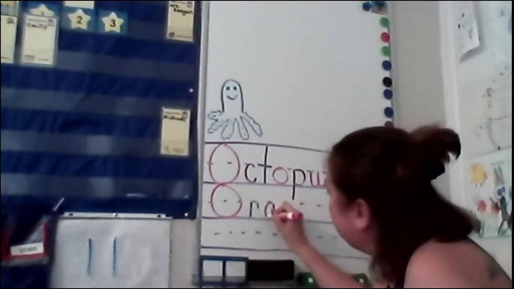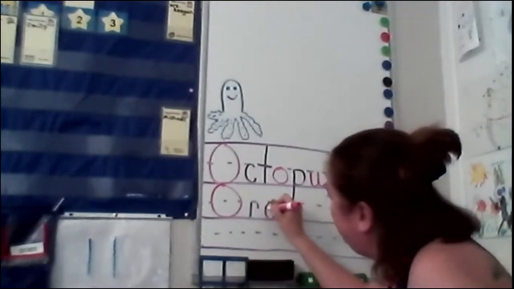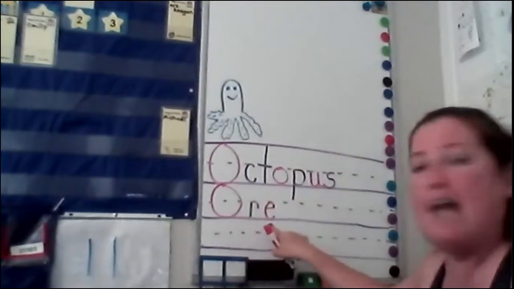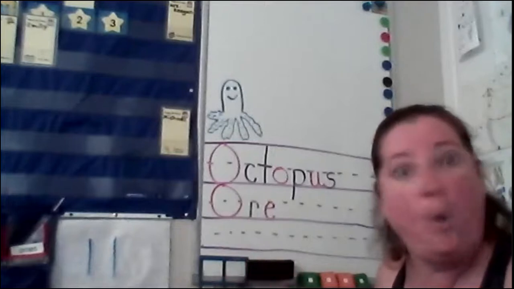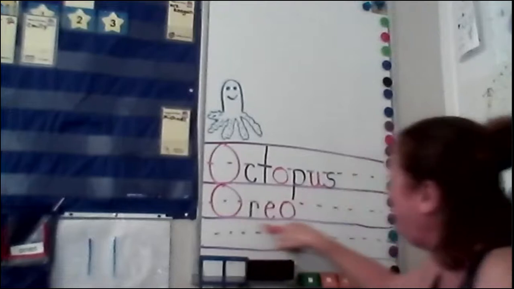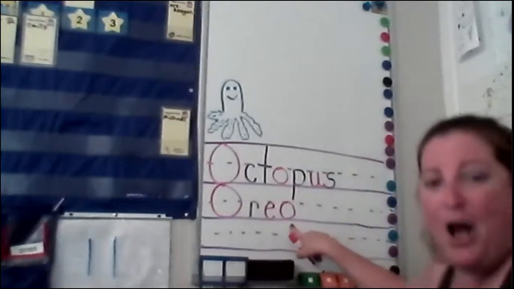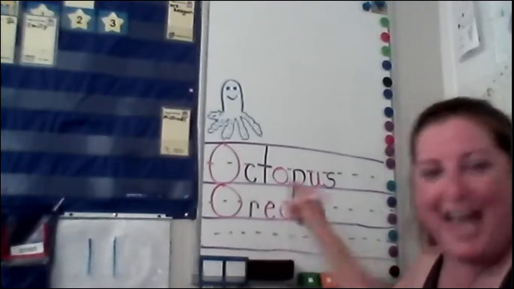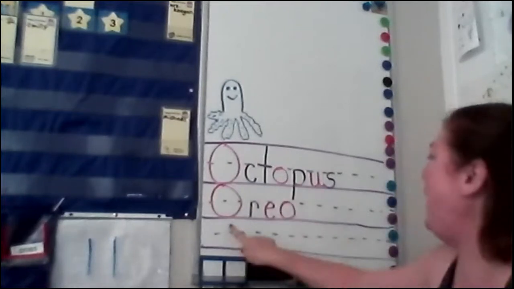So I'm going to put a C and then I'm going to go back in, okay? That's E. Oh, I gotta put another O. So I'm gonna put another O right there, and that's Oreo. Okay, so Oreo has two O's in her name. Isn't that cool? Yay, Oreo.